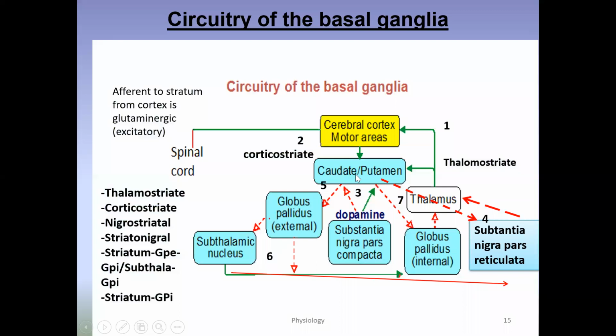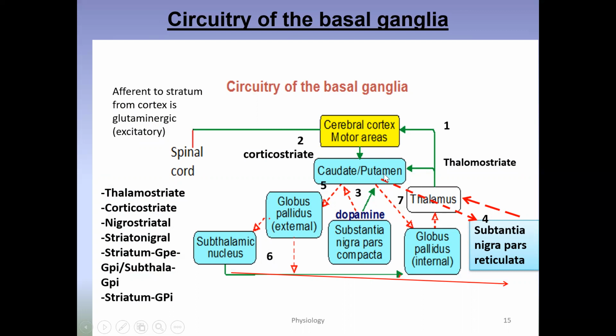First, we will see what the inputs for the striatum are. So caudate plus putamen is called the neostriatum, nothing but the striatum. The afferents to the striatum are mainly from the cortex and thalamus. That is called corticostriate, which is an excitatory glutamatergic pathway, while thalamostriate is thalamus to striatum. So these are the two main inputs for the striatum: corticostriate, and second, thalamostriate.